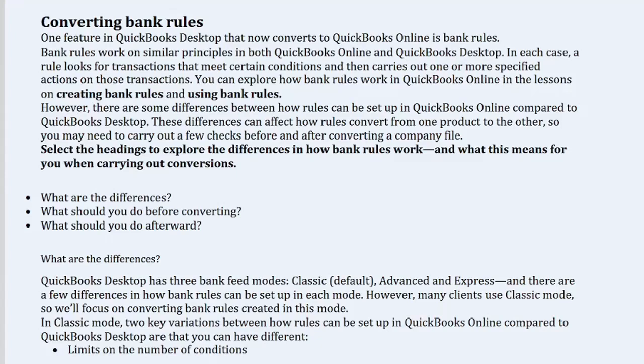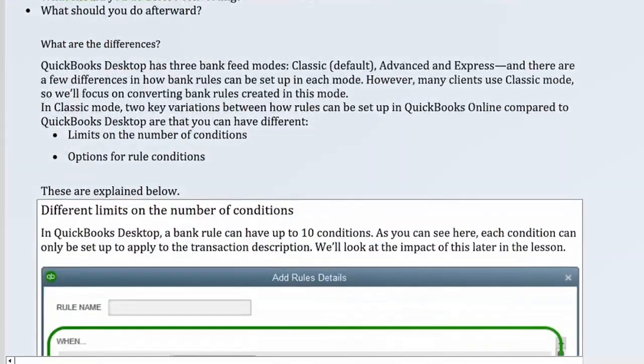However, there are some differences between how rules can be set up in QuickBooks Online compared to QuickBooks Desktop. These differences can affect how rules convert from one product to the other, so you may need to carry out a few checks before and after converting a company file. Select the headings to explore the differences in how bank rules work, and what this means for you when carrying out conversions. What are the differences? What should you do before converting? What should you do afterward? What are the differences?